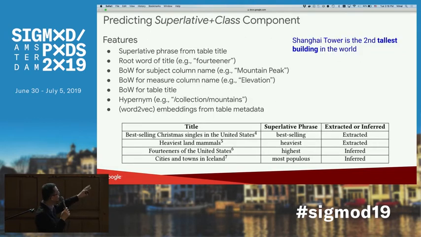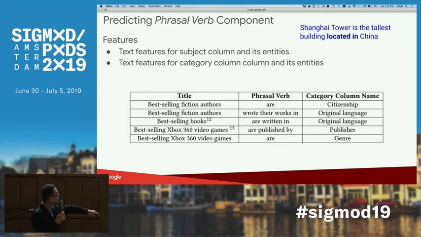We have two components we're doing the machine learning task on. One is predicting the superlative plus the class component. For example, here, the table "14ers of the United States": you would never know this is talking about mountains, therefore the word should be highest, and that's inferred by our model. And for the cities and towns in Iceland, it turns out it's ordered according to the population column, therefore the ranking attribute is the most populous one. These are really good results coming from this. Similar thing for the phrasal verb, and in the interest of time, I'm just going to skip over that.